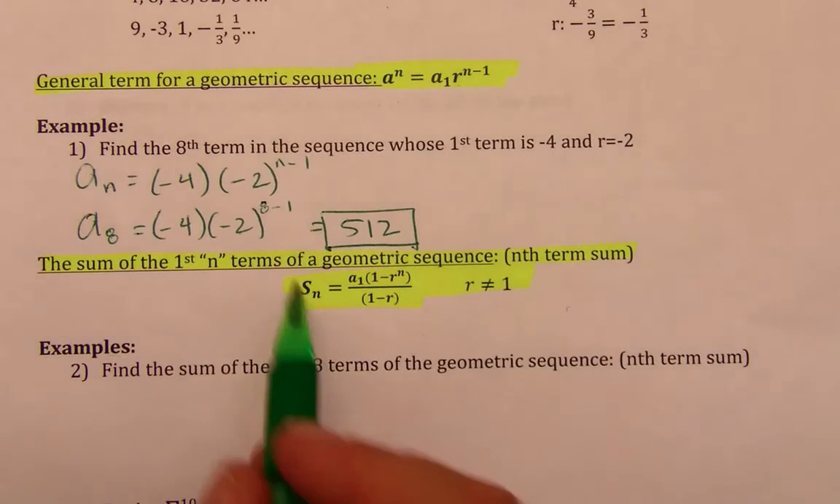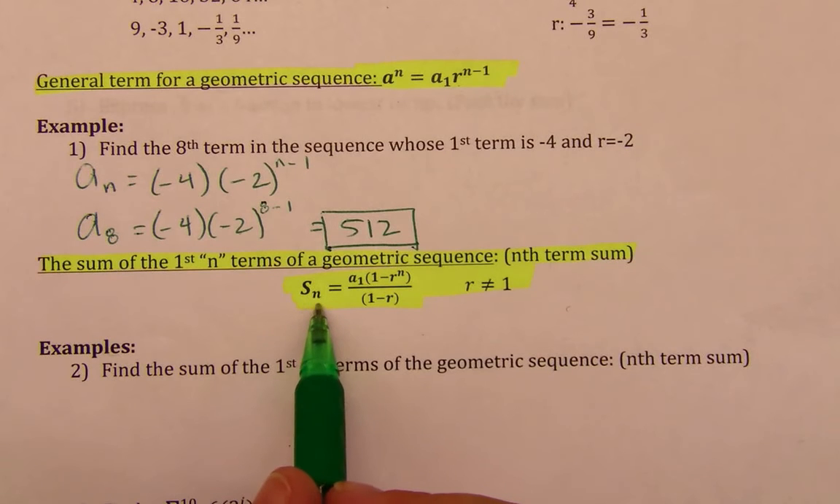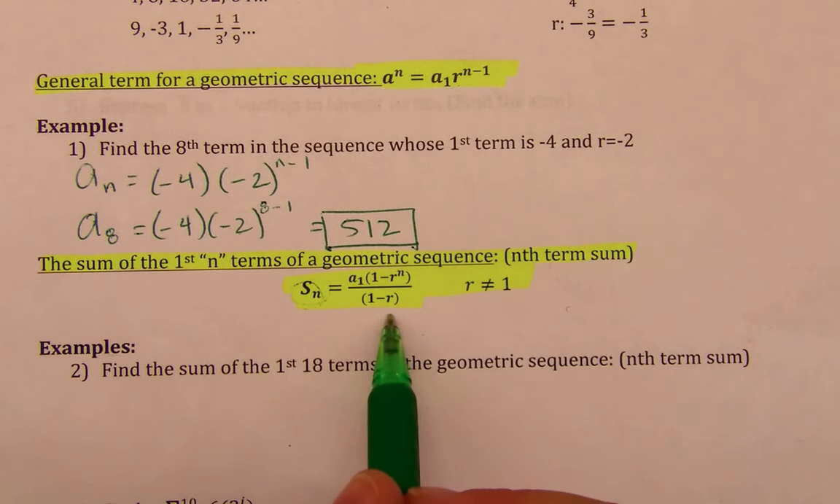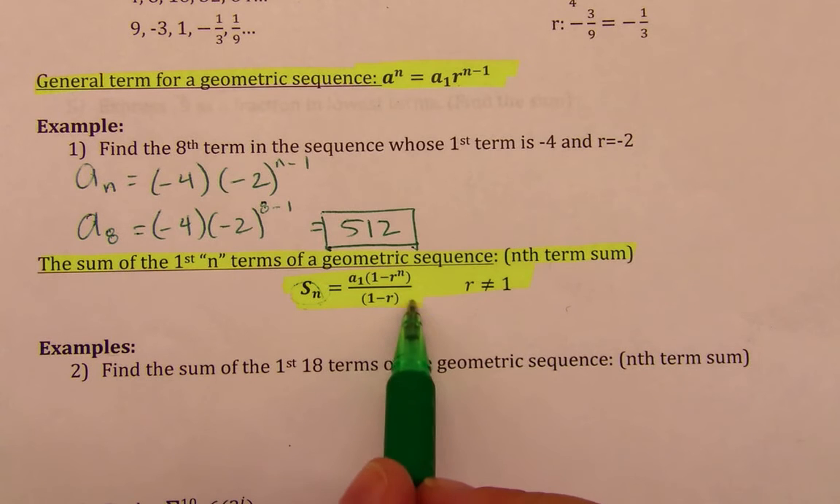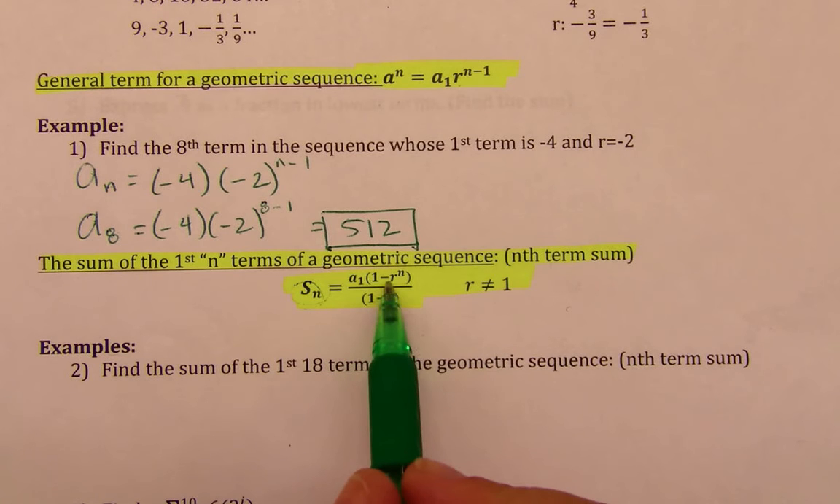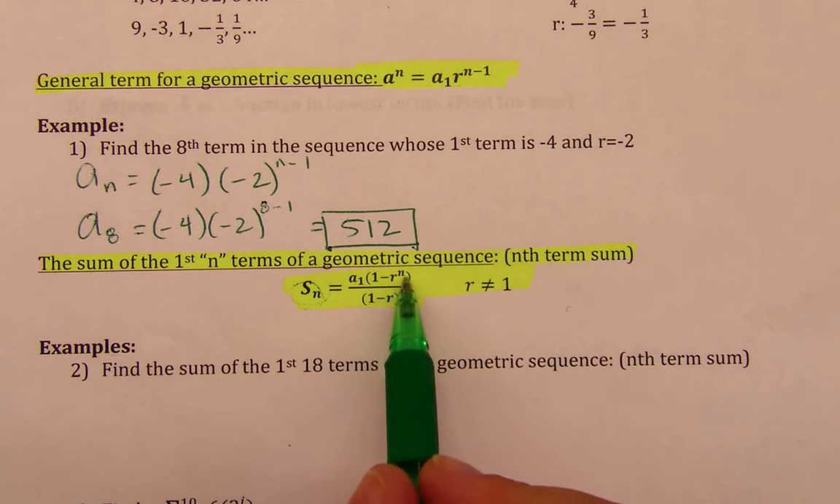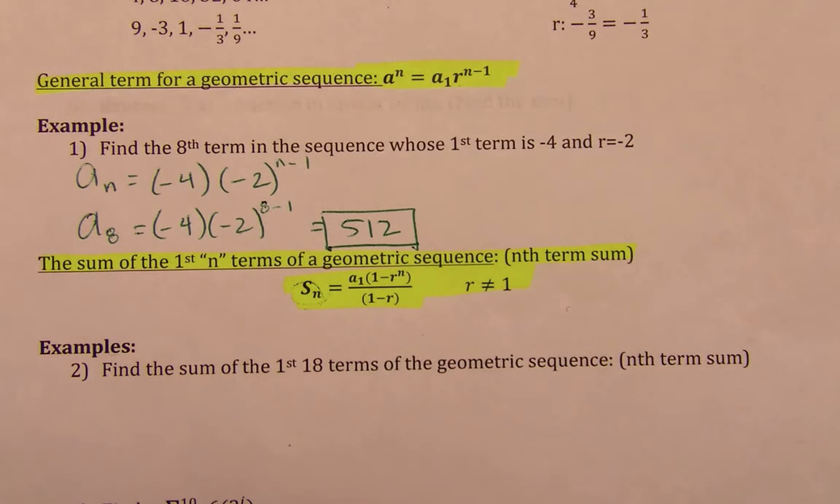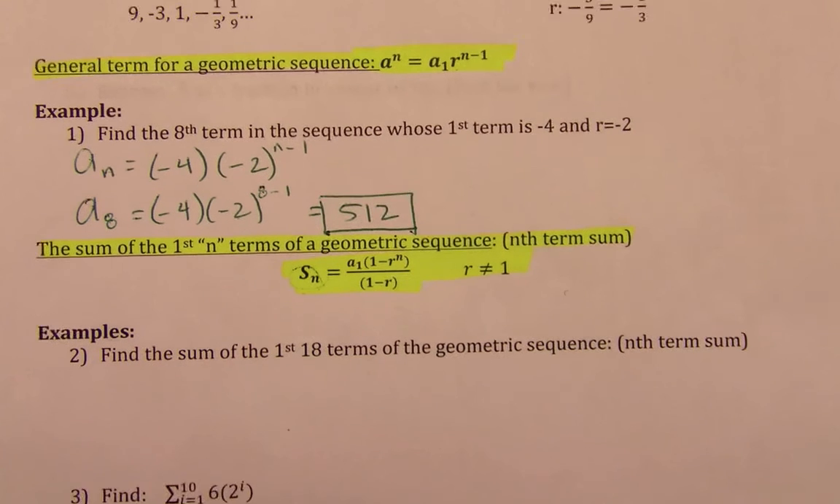Now we can also find the sum, just like we did with arithmetic sequences. So this would be the sum of a geometric sequence. It's not quite a similar formula to arithmetic sequences, but we have a 1 minus r to the nth power over 1 minus r, however many terms we're adding up, and then we have our first term. So let's go ahead and do an example.